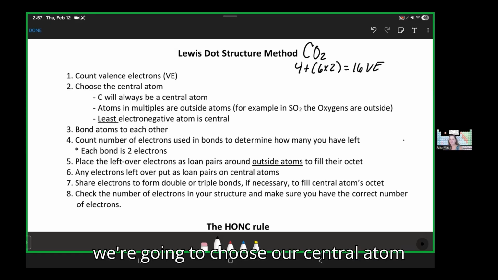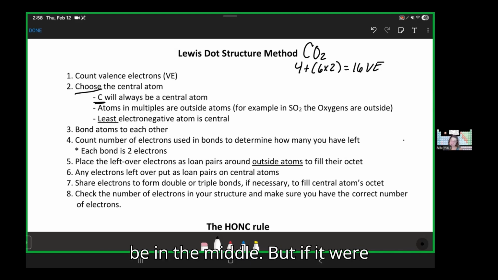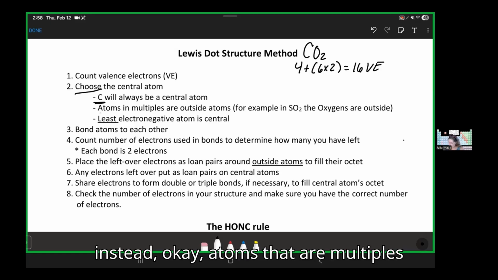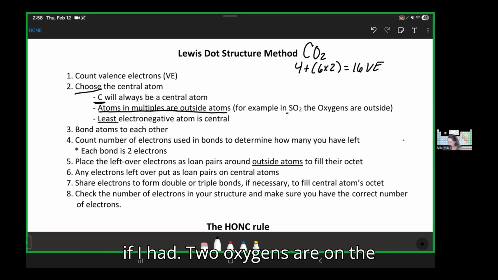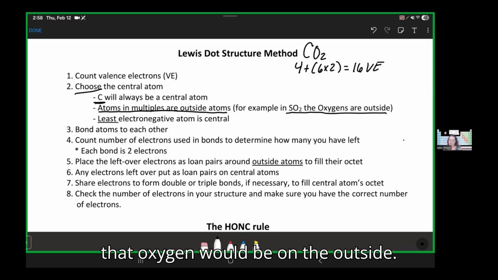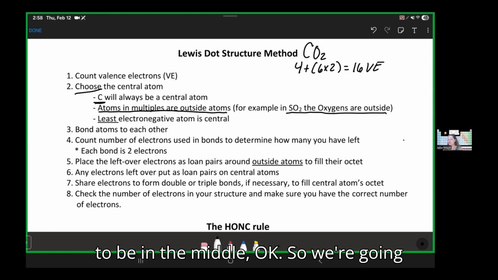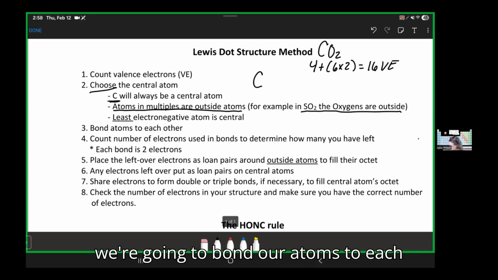Now we're going to choose our central atom. Again, carbon is there, so it's going to be in the middle. But if it were not carbon, let's say it were sulfur instead, atoms that are multiples are always on the outside. For example, if I had SO2, oxygens are on the outside, sulfur's on the inside. So the oxygens in CO2 would be on the outside, and carbon's going to be in the middle. So we're going to put our carbon in the middle. Now we're going to bond our atoms to each other.